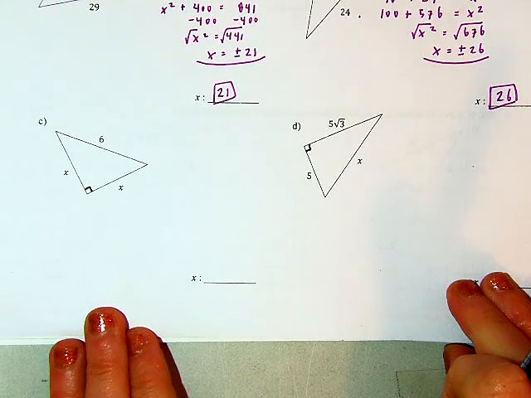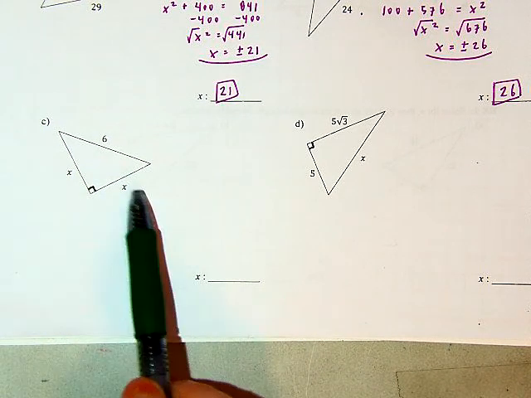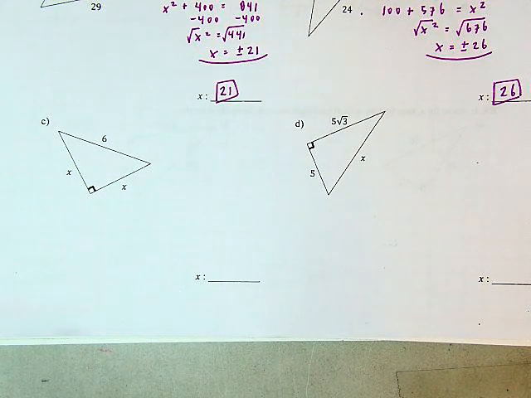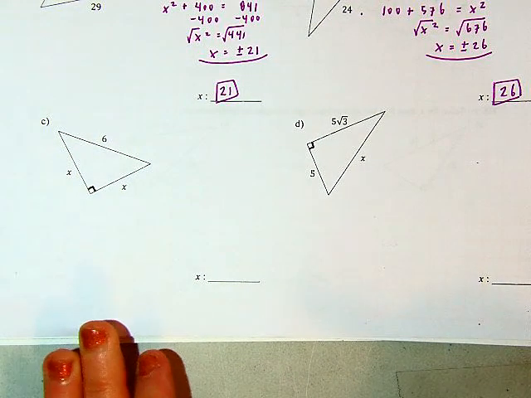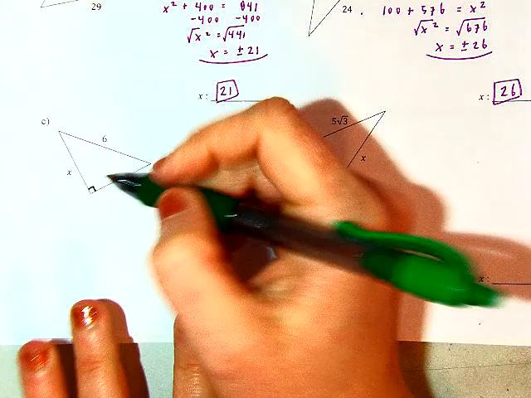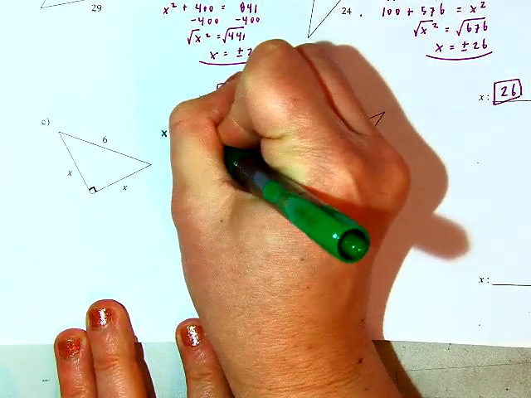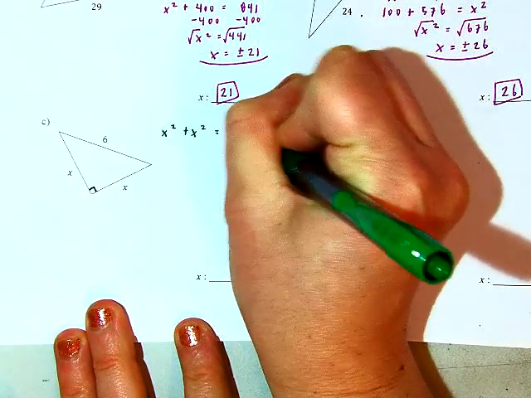Okay, these two at the bottom are actually both special right triangles. This first one is an isosceles right triangle, or a 45, 45, 90. We're going to deal with that pattern pretty soon. So let's say that I don't recognize that, and I'm just solving using the Pythagorean theorem. I have two legs, they're both the same. So I have x squared plus x squared equals 6 squared.